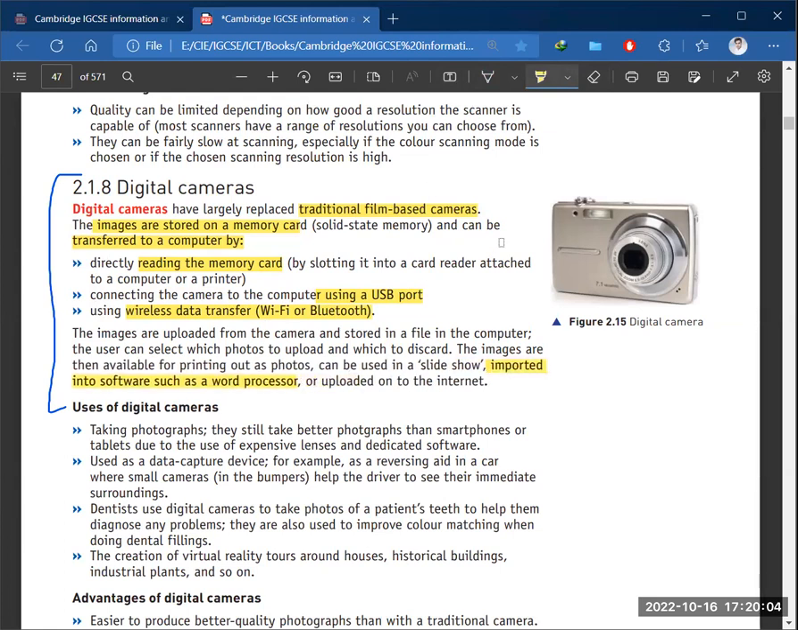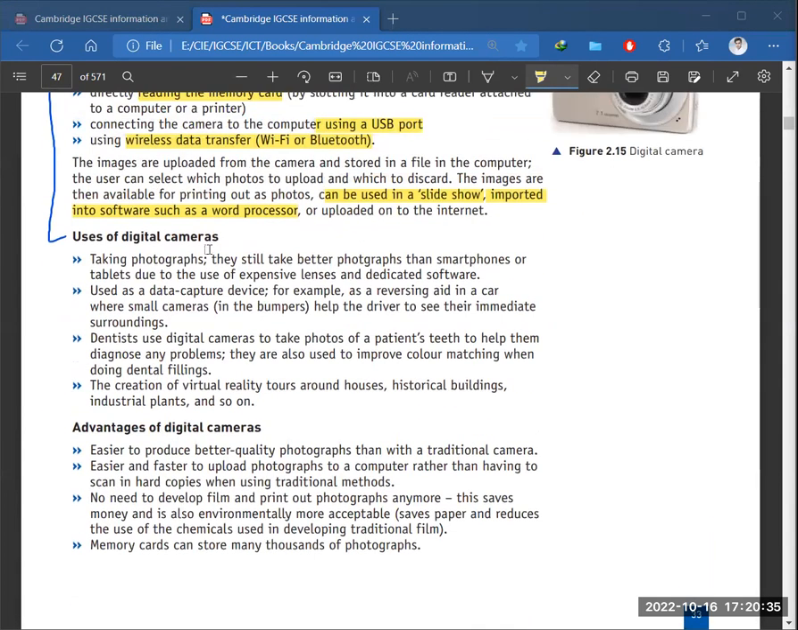Fine. Read the highlighted part again. Replace traditional film-based cameras. Images are stored on a memory card, transferred to a computer by reading the memory card using a USB port, wireless data transfer, Wi-Fi, or Bluetooth. Can be used in a slideshow, imported into software such as a word processor. Fine. Uses of digital cameras.